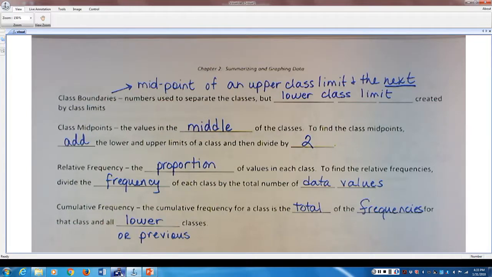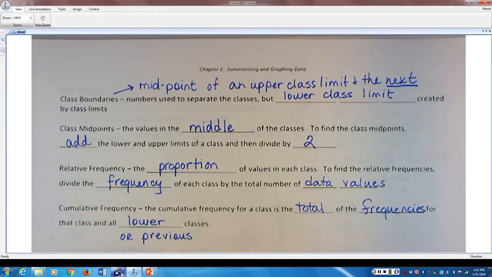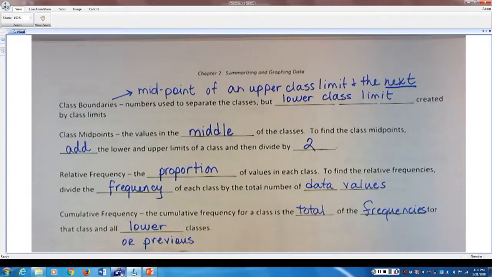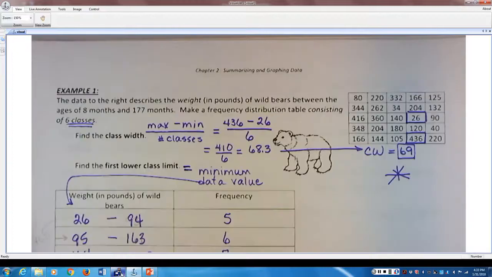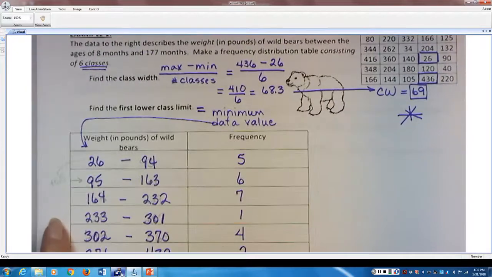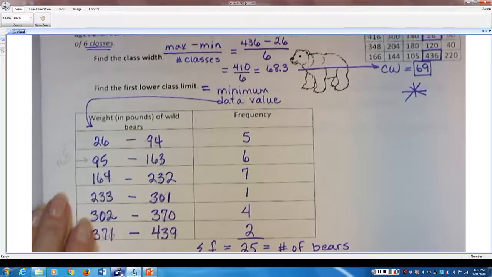Okay? And in order for you to understand what those are, we are going to list them, but we're going to go back and actually look, not at this table we just did because it's gotten kind of full, but I'm going to go back to the first example we did, and we're going to talk about what the class boundaries would have been. So looking back at example 1, we're going to find class boundaries.